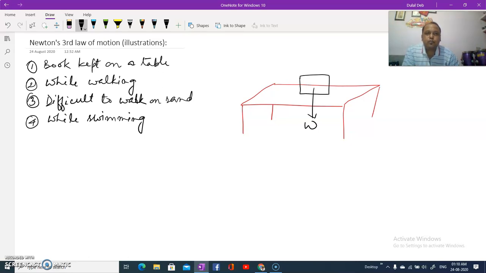But the book will not move in the downward direction because it is kept over the surface of the table. So this is the surface of the table over which the book is kept. So this surface exerts a reaction force on the book, but in the opposite direction. And this reaction force is exactly equal to the weight of the book, so they cancel each other. So we can write here, weight of the book is equal to the reaction force on the book, which is exactly in the opposite direction. We can put a vector sign, so a negative sign can be there, which shows that their directions are opposite.